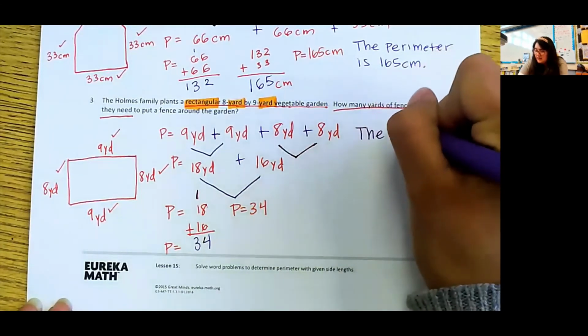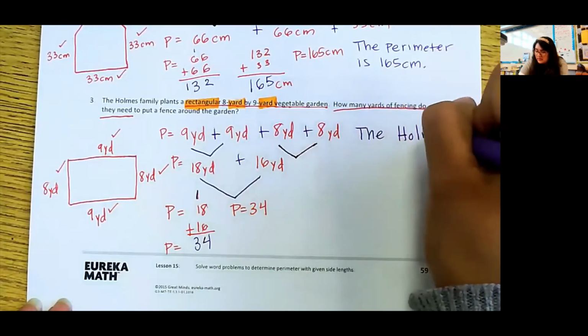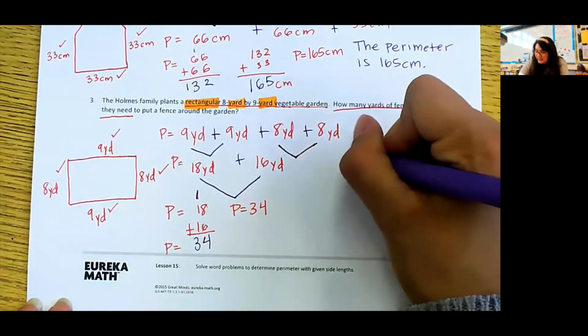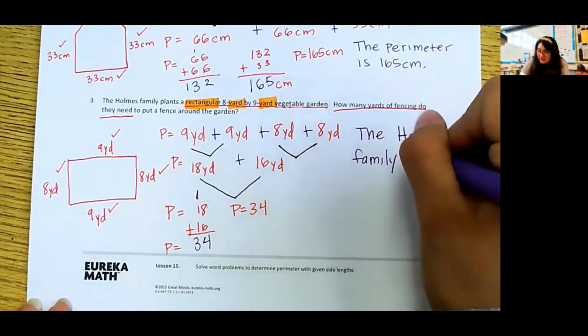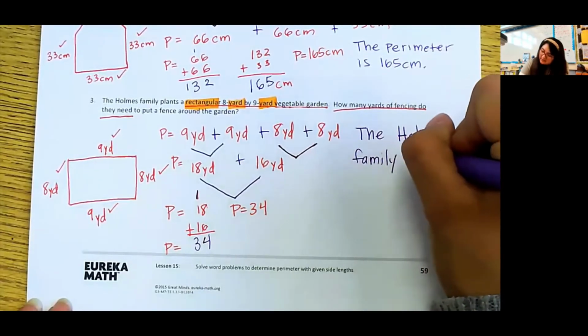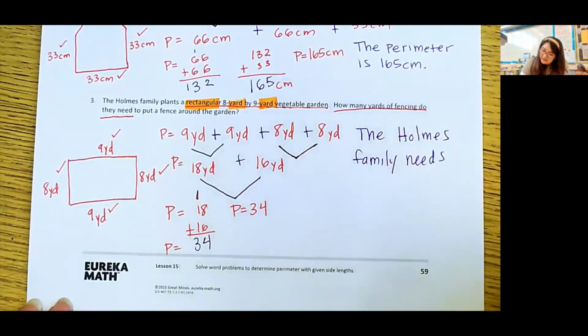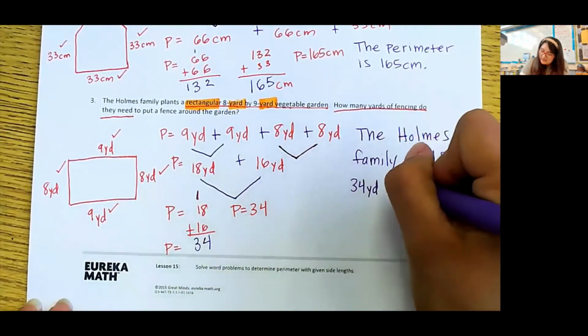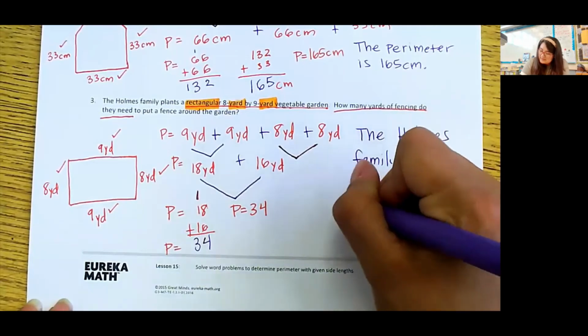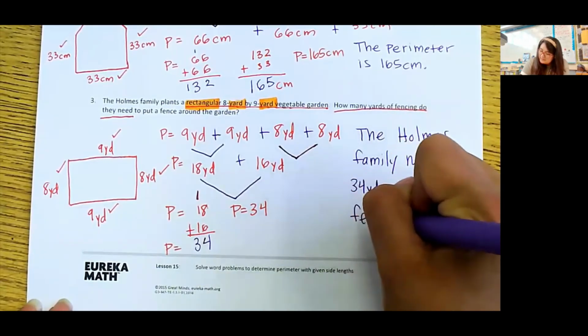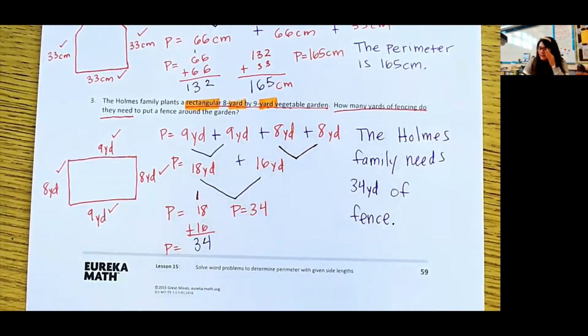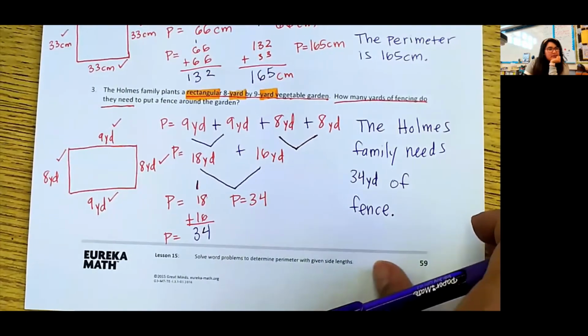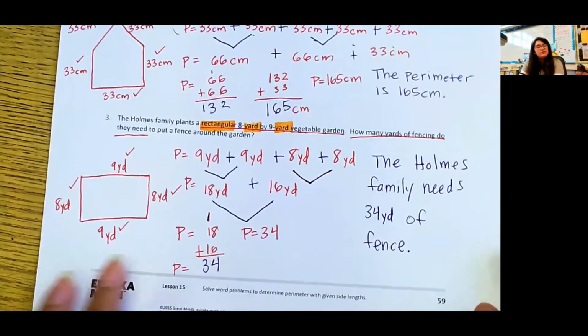The Holmes family needs 34 yards of fence. Okay, so write that down. Pause the video if you need more time. And if you're ready to keep going, go ahead and hit play or follow along.